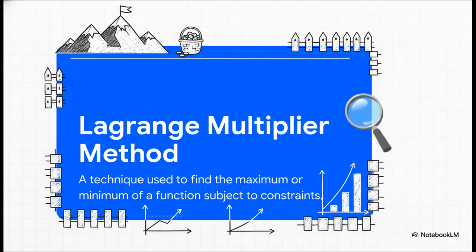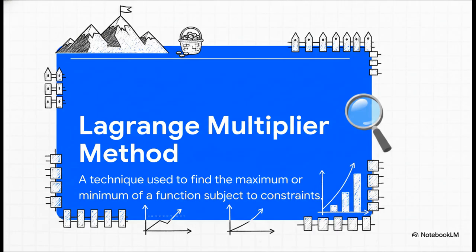The Lagrange multiplier method is a technique used to find the maximum or minimum of a function subject to constraints. Let's break that down because every word there matters. The function is our goal, our profit equation, for example. The constraints are those boundaries, those fences we talked about that we're not allowed to cross, like our budget. So think about it this way. This method doesn't just find the highest mountain peak on the entire map.